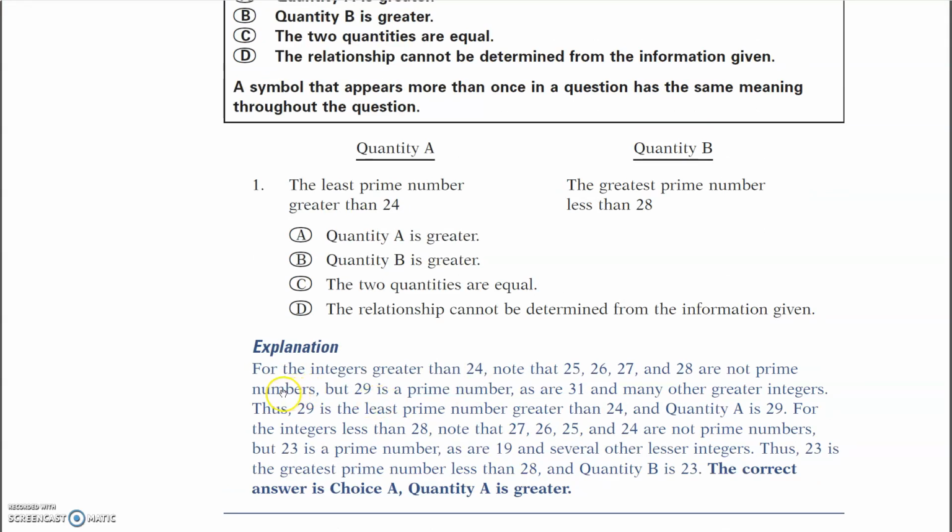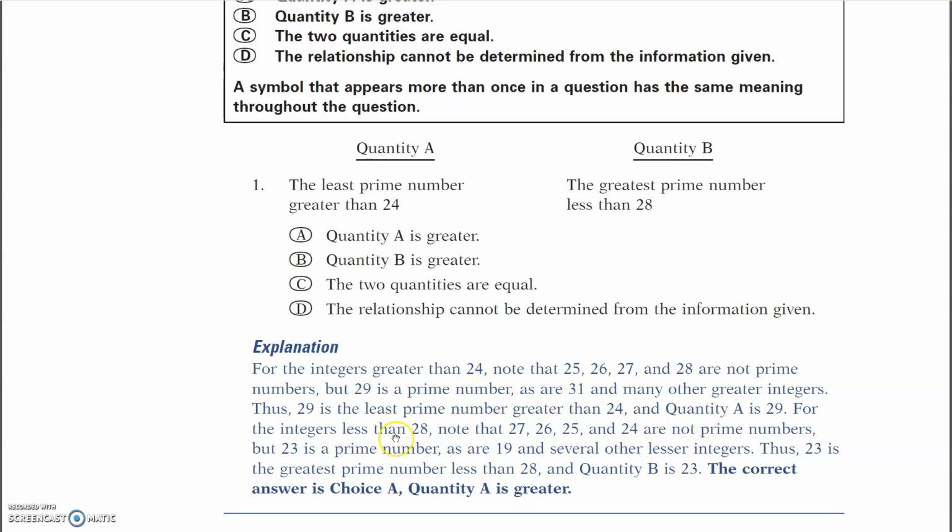Now, look at this. For the integers greater than 24, note that 25, 26, 27, 28 are not prime numbers, but 29 is a prime number. So this is the least prime number that is greater than 24. Since 25, 26, 27, 28 are not prime numbers, 29 is the next one. So that means we have 29 for A. Keep it. Let's look for the other one.